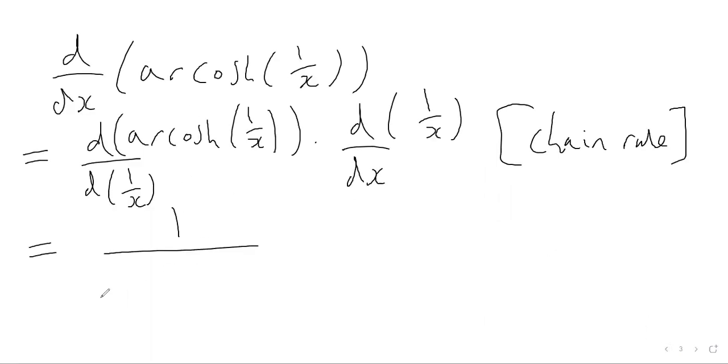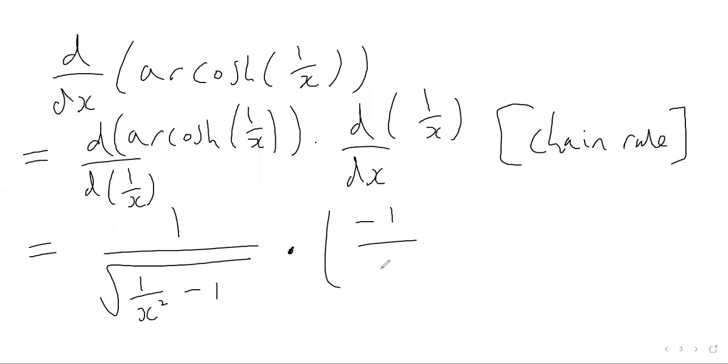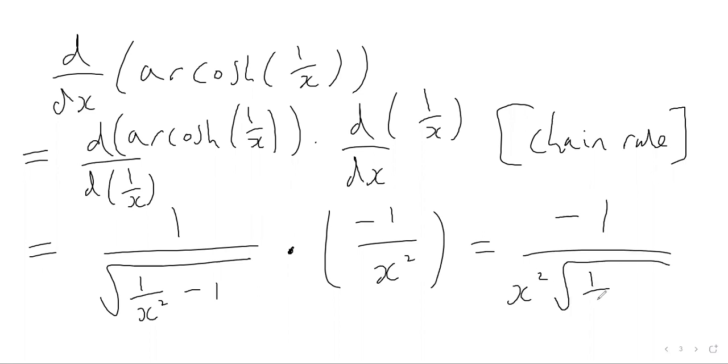So 1 over the square root of 1 over x squared, subtract 1. And then multiply this by the derivative of 1 over x. So we've done this in multiple previous videos. When you differentiate 1 over x with respect to x, you get negative 1 over x squared. And we could just multiply out the fraction. So top times top, we get minus 1. Bottom times bottom, we get x squared multiplied by the square root of 1 over x squared minus 1, like so.